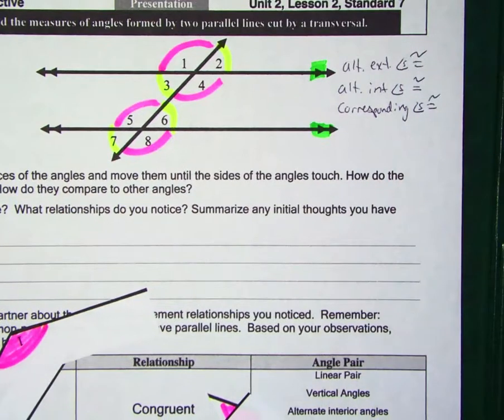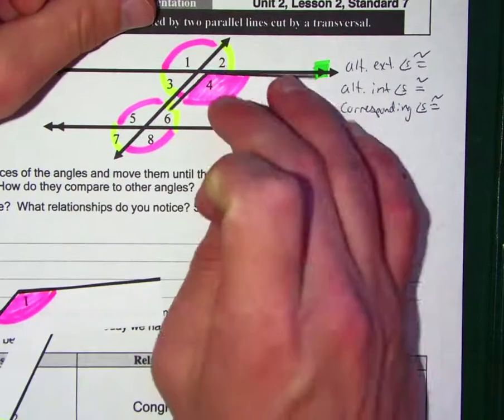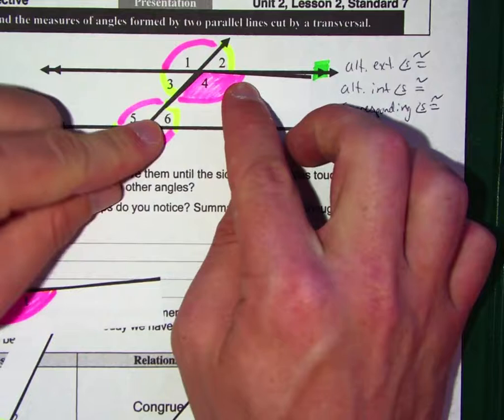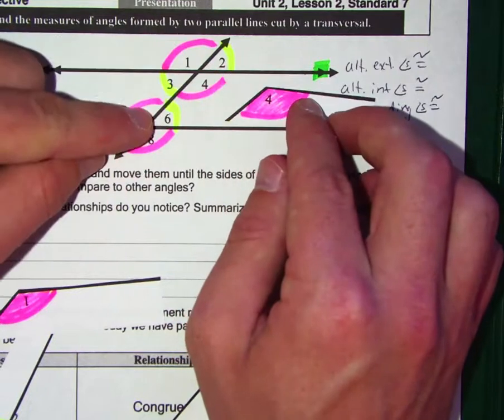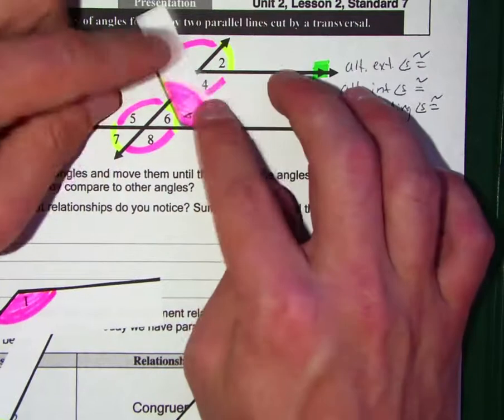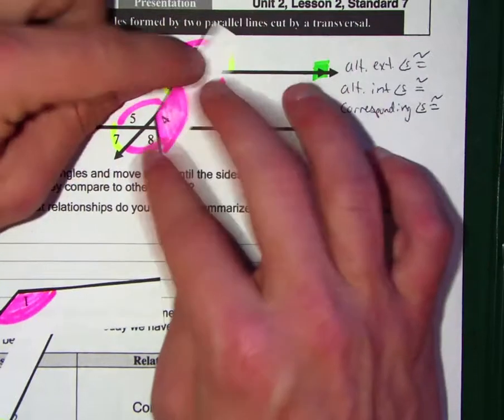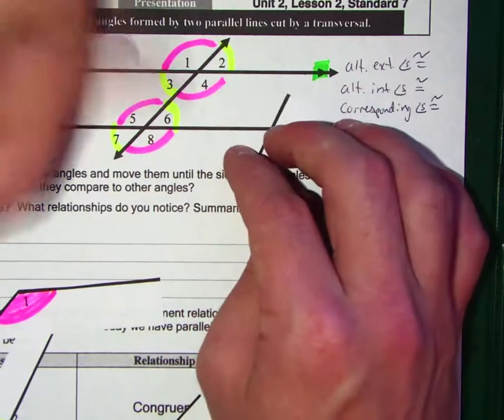What about the consecutive interior? Let's look at number 4, for example. Is that going to be congruent to number 6? You can already look at it. Number 4 is obtuse, and if I classify number 6, it's definitely acute. So if I flip this around and try to fit it in there, no, that's not going to fit in there, not even close. So these are not congruent.